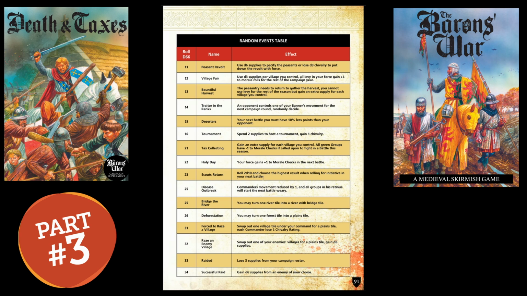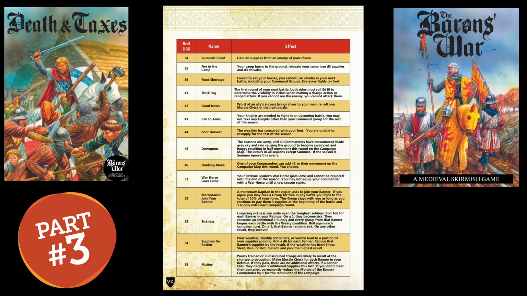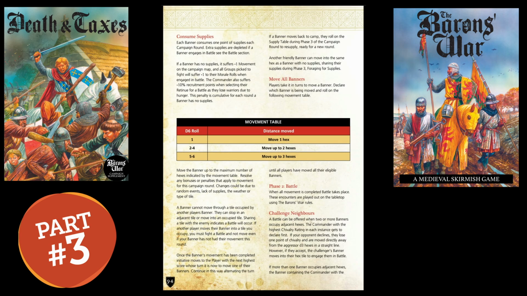So there's 66. Let's go to another page. 55, 66. So if we go back and let's say we roll 43, call to arms. Your knights are needed to fight in an upcoming battle. You may not take any knights other than your command group for the rest of the season. I mean, fantastic. That's very clever, actually. So your knights are called from your lord, and for the next season, if you have any battles, your knights are not available except your own retinue. Brilliant.